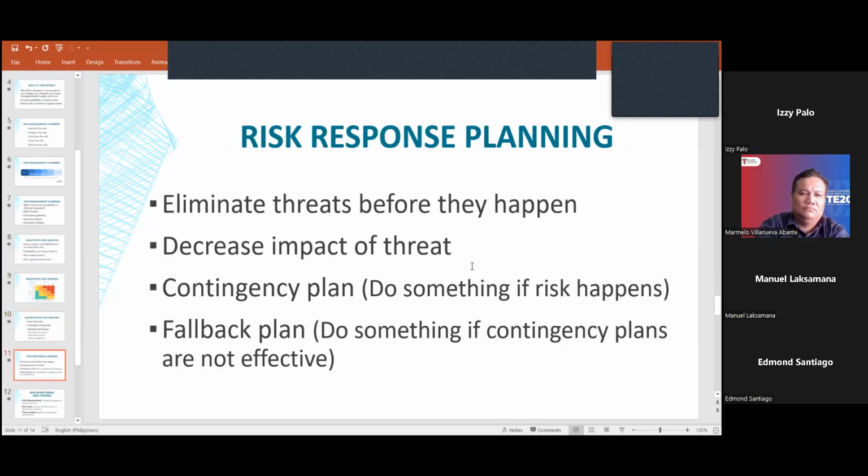And then for risk response planning, in terms of our response to the risk, we need to eliminate threats before they happen. Okay? This is the very good thing in terms of risk response planning, because we eliminate the threats before they may happen. And then we decrease the impact of threats on the software as well as on the stakeholders and the project manager side. And also the contingency plan, or doing something if the risk happens.